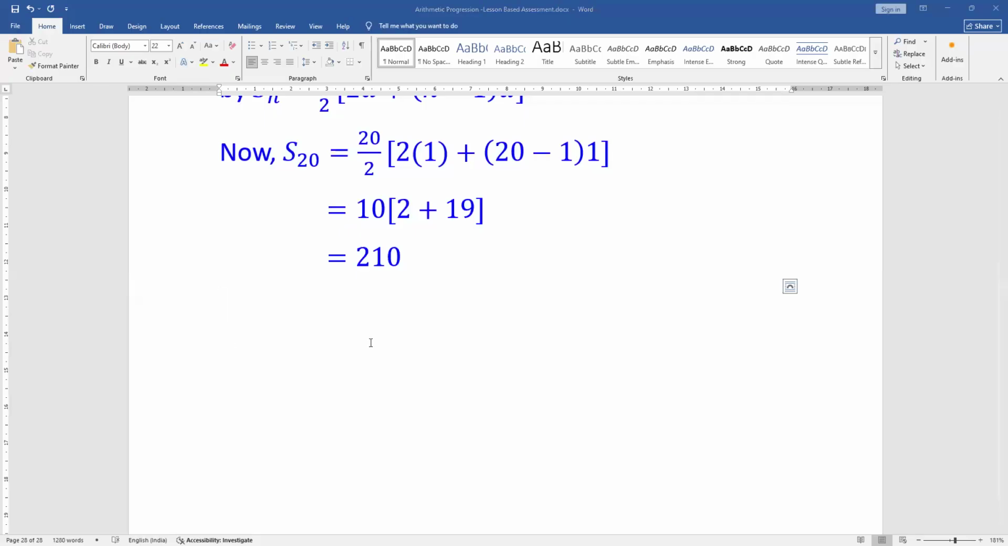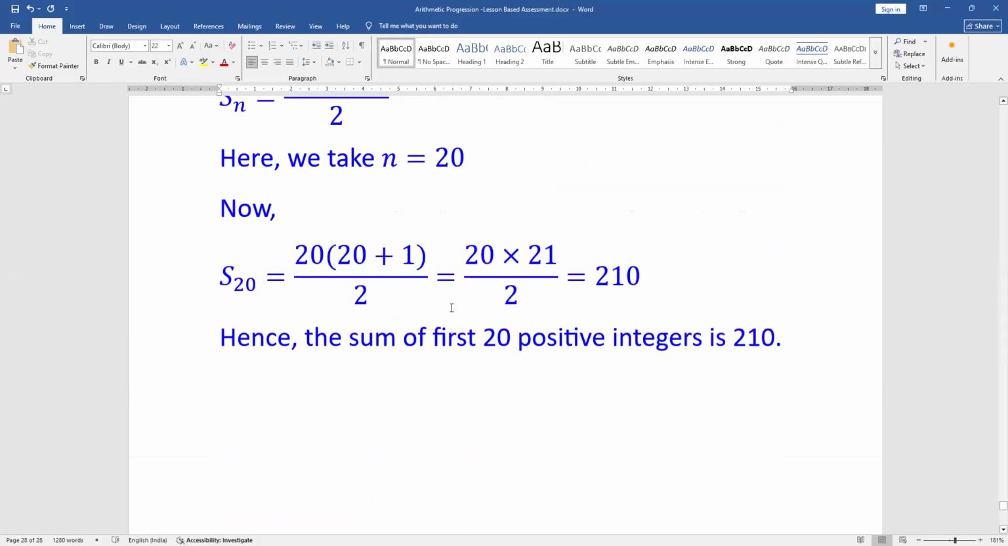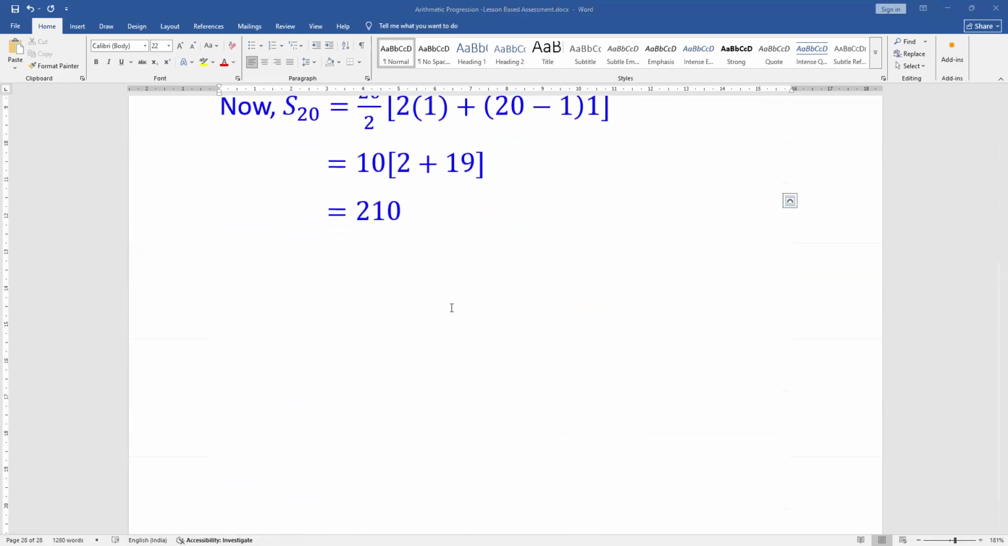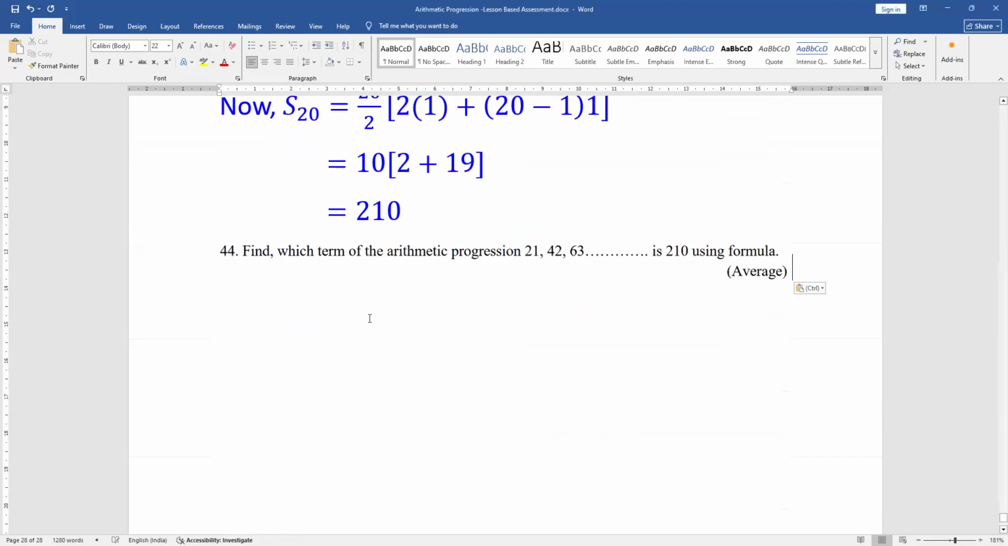Okay. Now I'll be taking one more question. So we have done the 43rd question. Next, let us move on to the 44th question. Let us see. Find which term of the arithmetic progression 21, 42, 63, and so on is 210, using the formula.